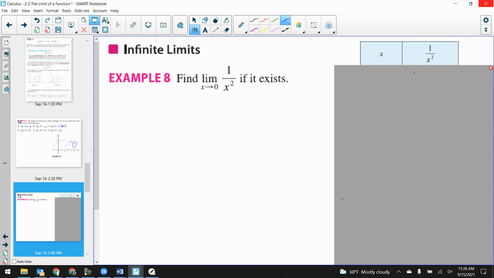Let's investigate 1 over x squared. And then let's find the limit as x approaches 0 of 1 over x squared. First off, can I just plug in 0? No, because if I plug in 0, it'd be 1 over 0 squared, and that'd be 1 over 0, and that's no good. So let's see what's happening from the left side. Because that's like our only method right now, right? That's the only thing that we know how to do, is we just plug and chug.